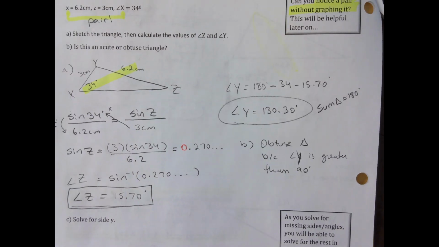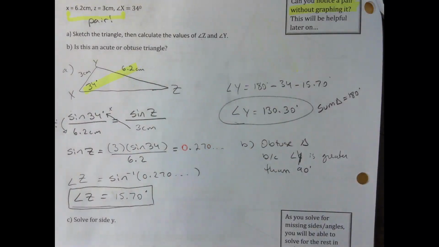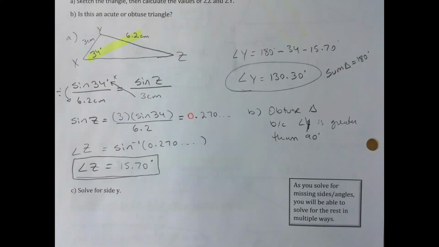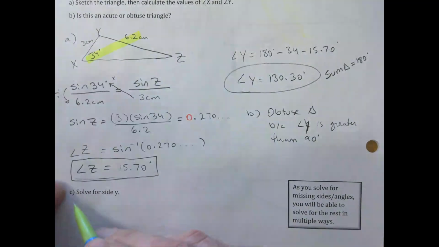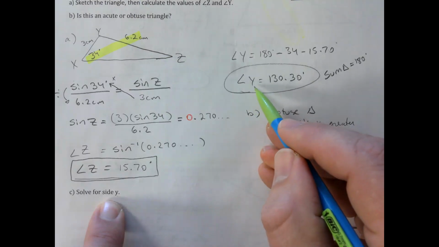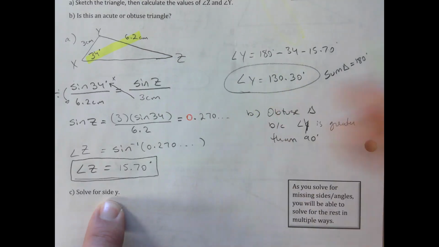Before I ask you to try a few on your own, because I'm going to mix this up. Sometimes you're going to solve for angles, sometimes for sides. What is C asking you to do? Solve for side Y, and you now have angle Y, so that shouldn't be a problem, right? So let's do it one more time.